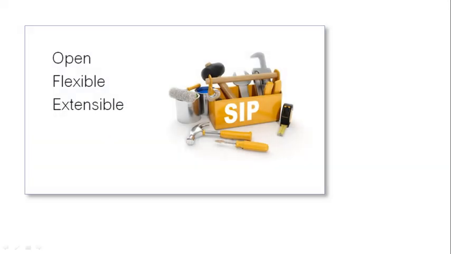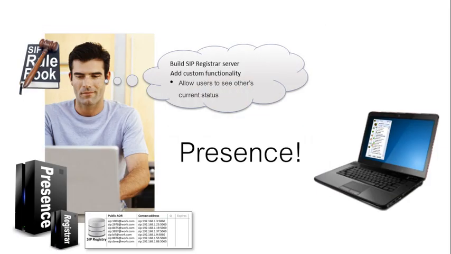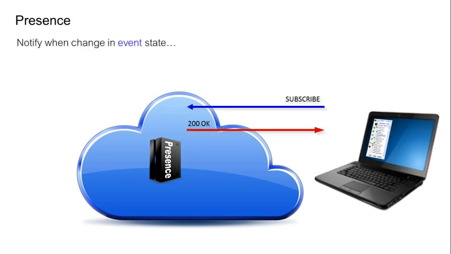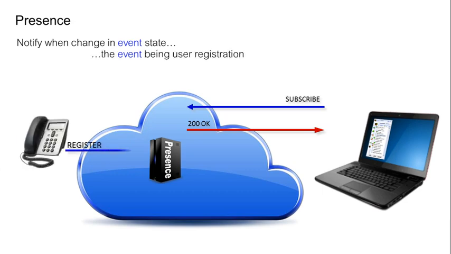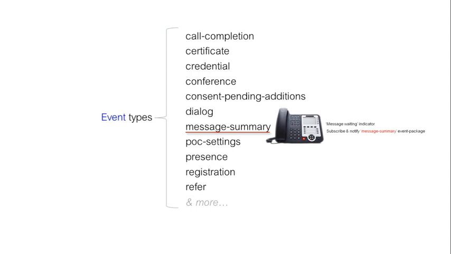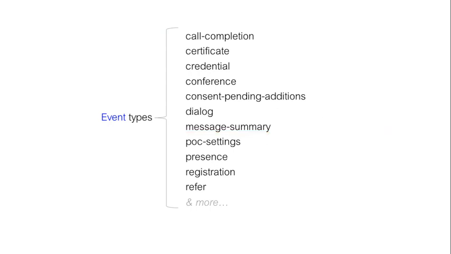Earlier in the chapter we discussed how SIP is extensible. We looked in principle at presence, how one party subscribes to the present state of another to be notified when a change in event state occurs, the event here being the other party's registration. But presence is just one of many event types, including the message summary event touched on in the last lesson. In this lesson we'll step above presence and message summary and look at event notification generally.